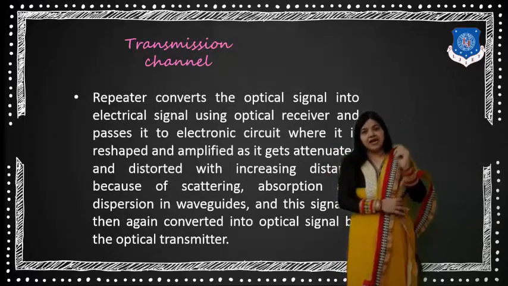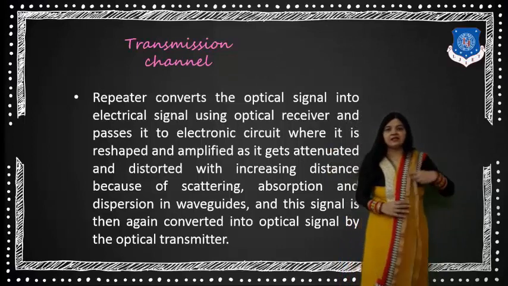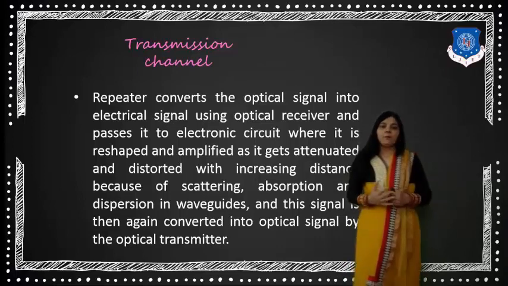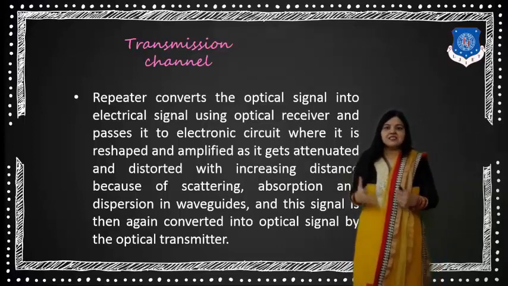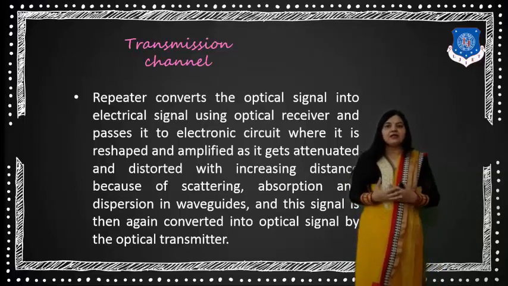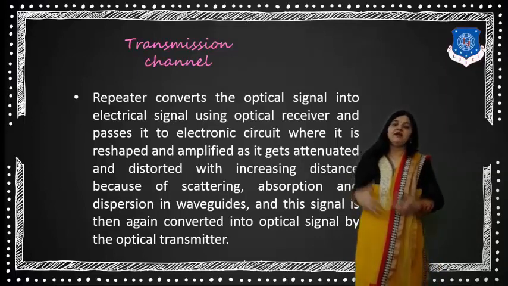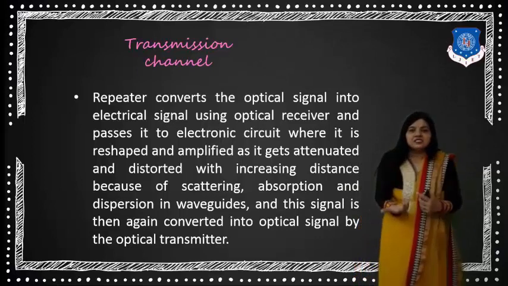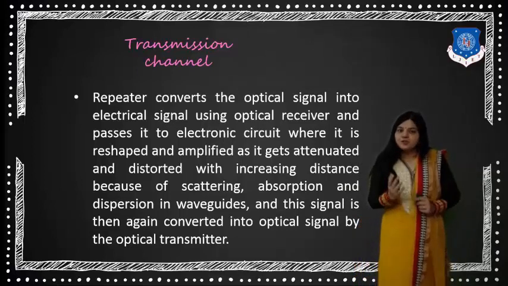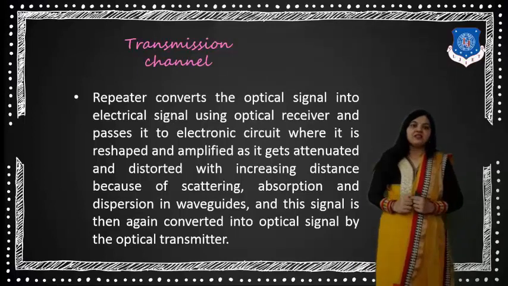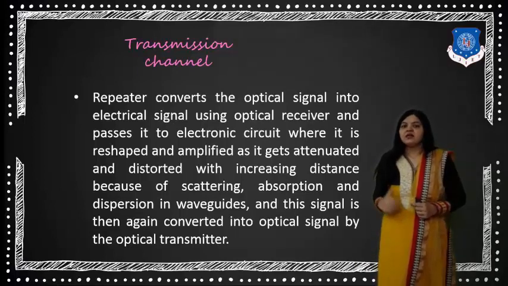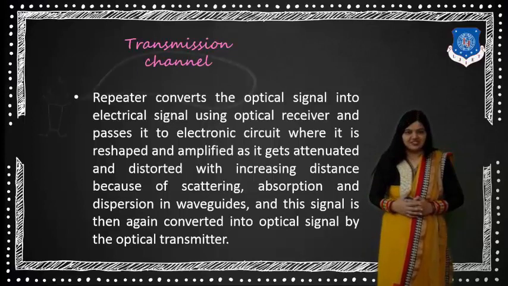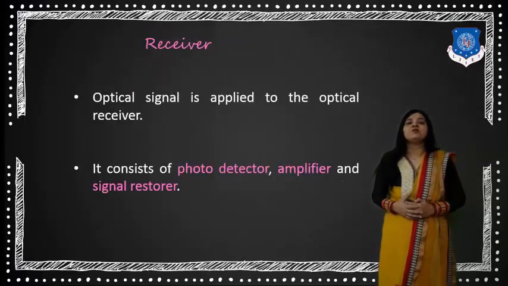Again, the repeater that we have seen in between. The repeater converts the optical signal into the electrical signal using the optical receiver, and passes it to the electronic circuit where it is reshaped and amplified, as it gets attenuated and distorted with increasing distance because of the scattering, absorption and dispersion in the waveguide. And this signal is then again converted into the optical signal by the optical transmitter. So this is about the transmission channel.